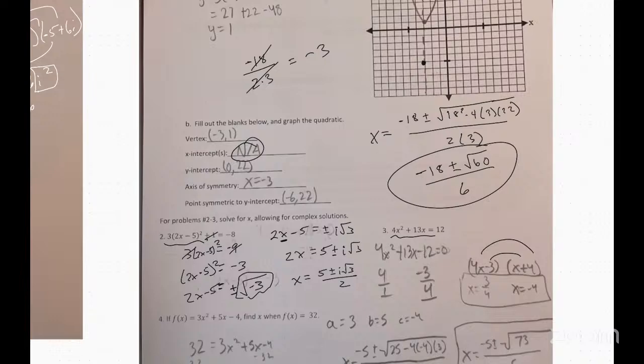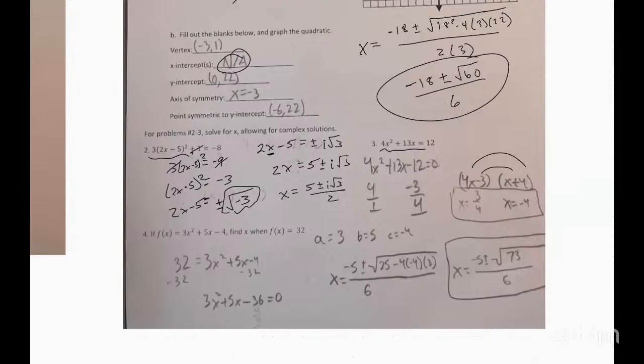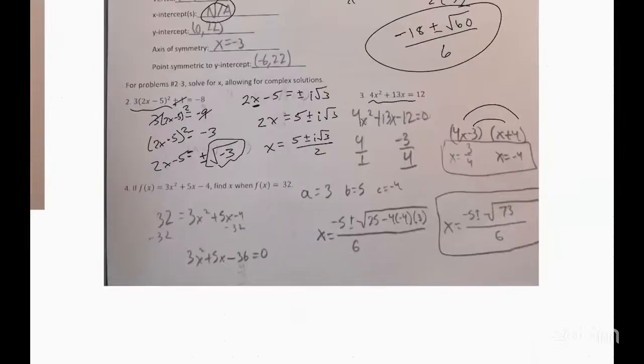And then are you good with number 4? I think I got it right. Can you check? Find x when f of x equals 32. So I'm plugging 32 in here and then just solving. So subtract negative 36. And you can check these by using your graphing calculator, by plugging it into the store button as well. So plug one of those in for x, use the store button, and then rewrite this equation and see if you get 32 as your answer. That's a good way to check your answer.